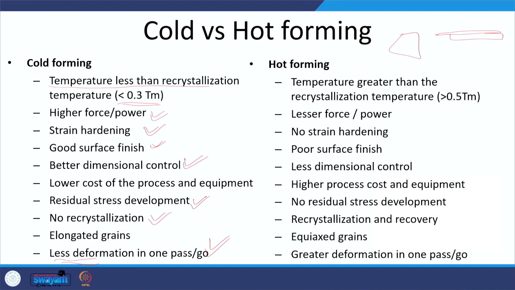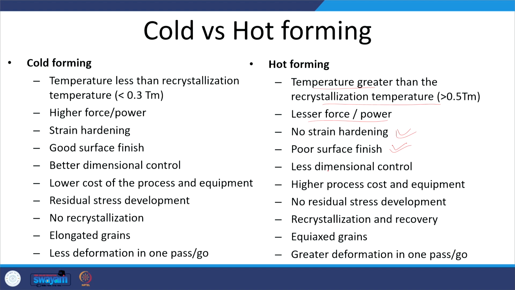So if we compare these aspects with respect to hot forming, it is carried out at a temperature greater than the recrystallization temperature, which is, say, greater than 0.5 times the melting point. Because of the reduction in yield strength and increase in ductility, lesser force or power is required. The strain hardening effect is absent at a high temperature above the recrystallization temperature, because work hardening, recovery and recrystallization continuously occur, leading to the absence of the strain hardening effect. There is a huge tendency of oxide and nitride formation at the surfaces due to the heating of the metal in ambient conditions, so that spoils the surface finish.